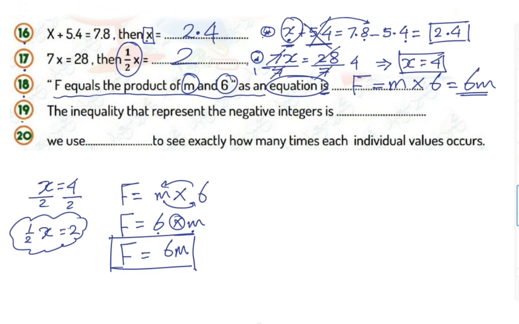So point 19, the inequality that represents the negative integers is what? So we know the negative integers start with what?